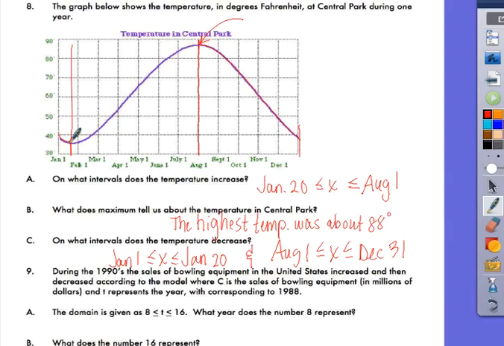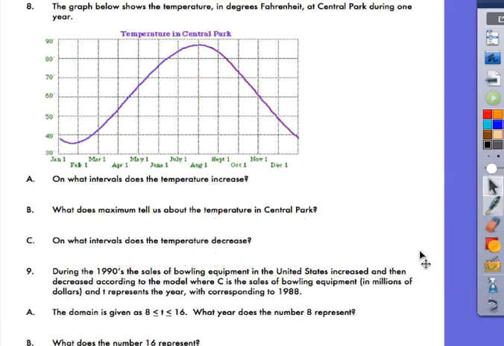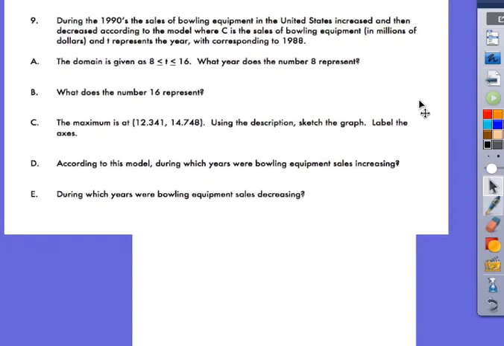All right, number 9 starts another problem. So let me scoot this up. During the 1990s, now you're going to want to listen really carefully with this one, okay? And this is going to finish us up for our lesson. During the 1990s, the sales of bowling equipment in the United States increased and then decreased. Okay, so if we were just thinking about a graph, increased and then decreased, right? Just as you are reading it, you could kind of think the graph might look like that, unless it said that it was going to increase again or something like that.